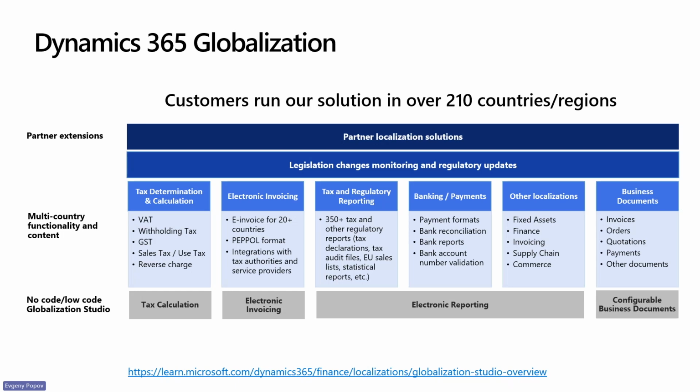And this content and functionality is based on the so-called globalization blueprint, which is a list of the common functional areas that we support in localizations for various countries or regions. The major areas here are tax determination and calculation, where we support the tax determination and calculation process for various types of taxes required in various countries, such as VAT, withholding tax, or GST.